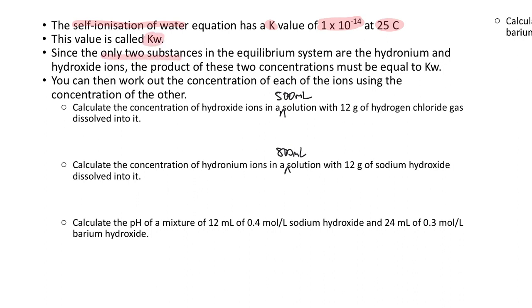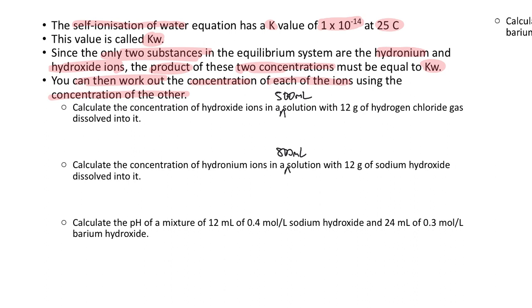Since the only two substances in this equilibrium system are the hydronium and the hydroxide ions, the product of the two concentrations, which means you multiply them together, must be equal to Kw. That whole idea from the last video, that when you increase the concentration of the hydronium ions you have to decrease the concentration of the hydroxide ions, means they are linked to each other. When you multiply those two things together, they must equal 1 times 10 to the negative 14. So you can use that to work out the concentration of each of the ions using the concentration of the other. Let's go through some examples.